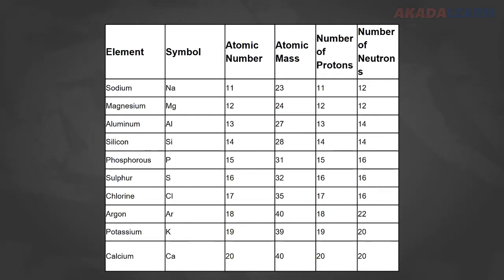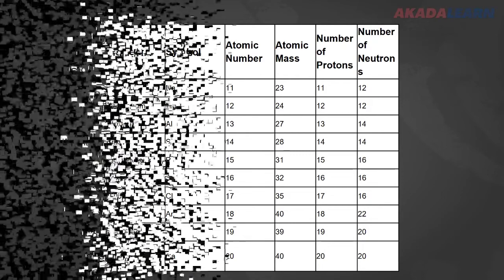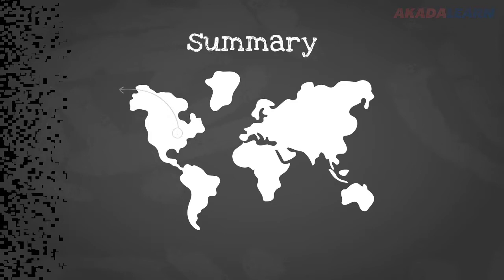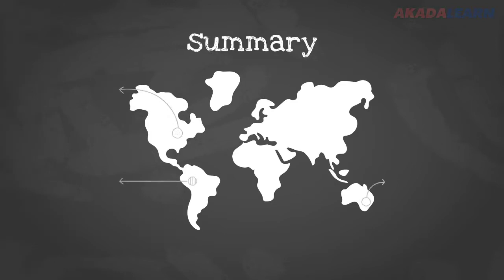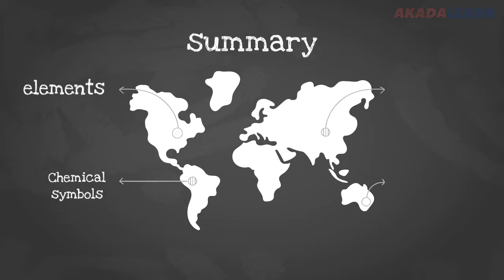Here we have a continuation of the table where we have the elements, their symbols, atomic number, atomic mass, number of protons, and number of neutrons. Summary of today's lesson. In this class, we studied elements, chemical symbols, types of elements, and mass numbers.